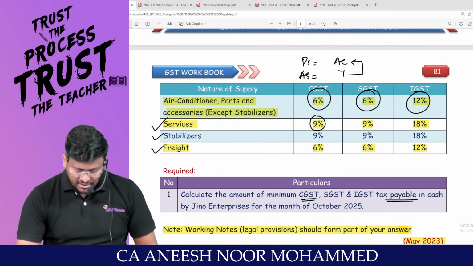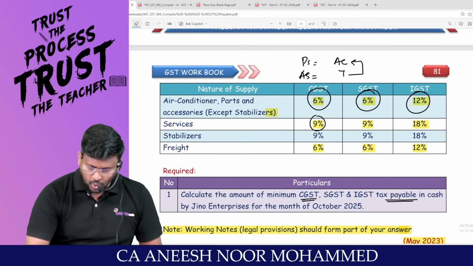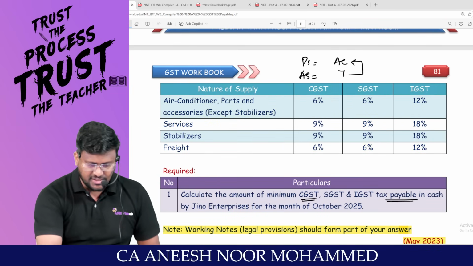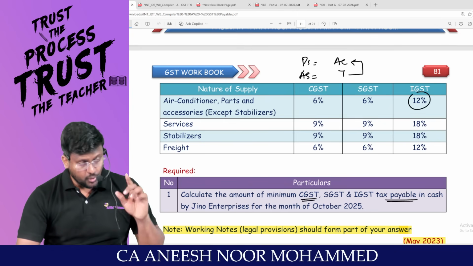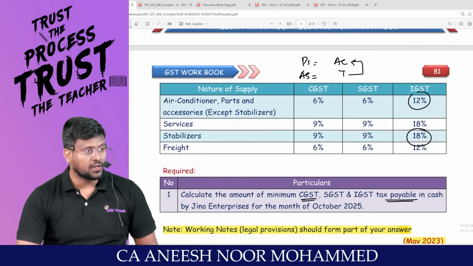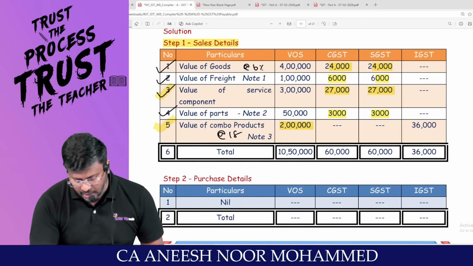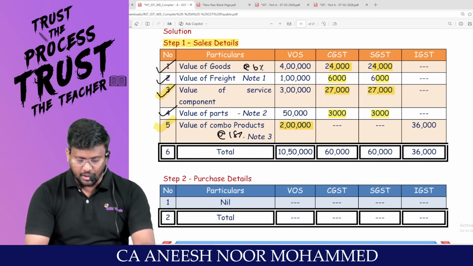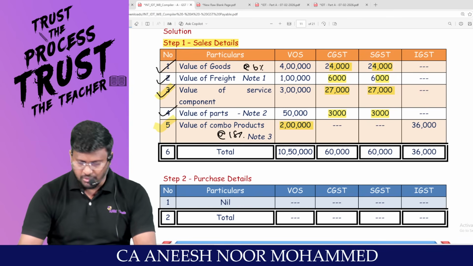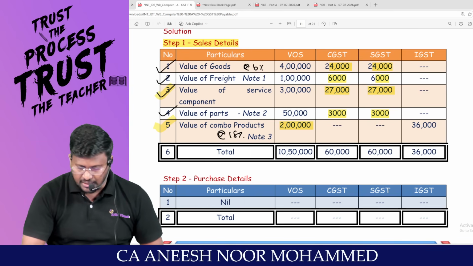Since it is an interstate supply, sir, IGST should be collected. I have to go and check the rate, my dear lovable students. Sir, you have sold AC. What is the IGST rate for AC? 12%. Even you have sold stabilizer also. How much? Oh my God. Then it will be taxable at the rate of 18%. So 2 lakh into 18% comes to 36,000. These are the output tax collected.